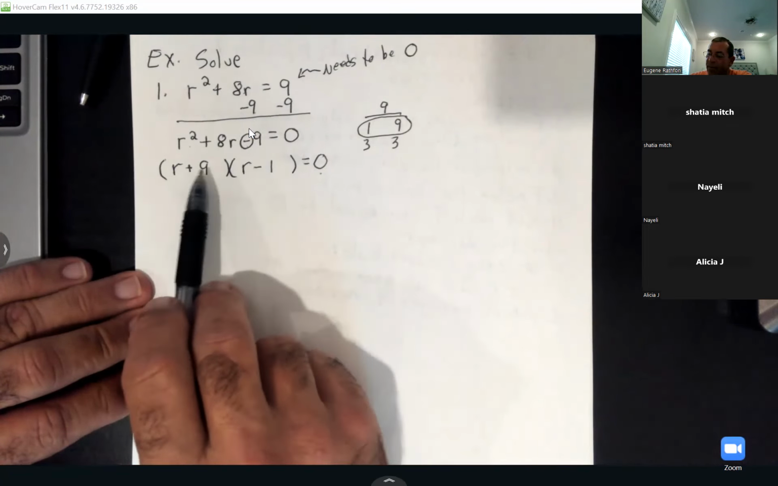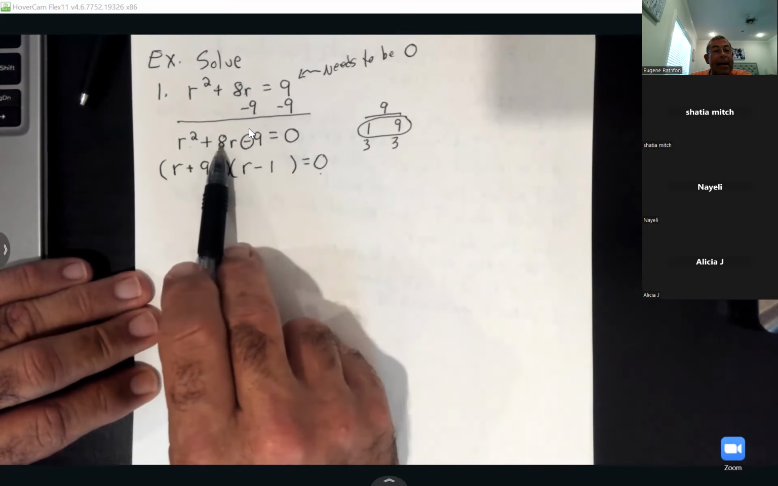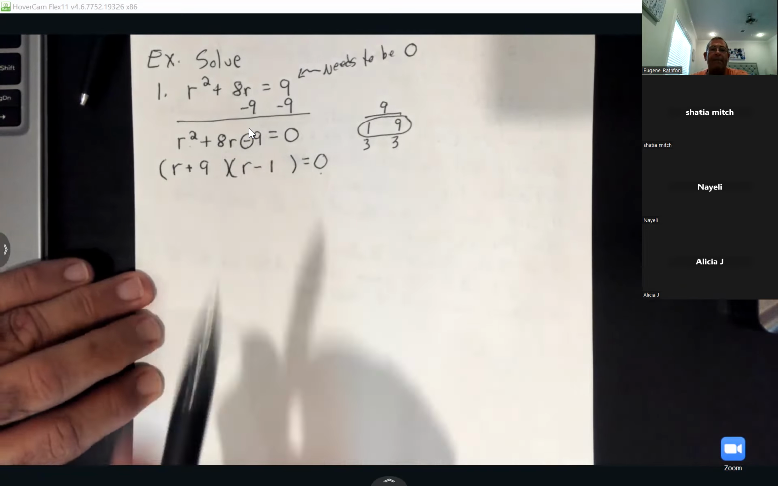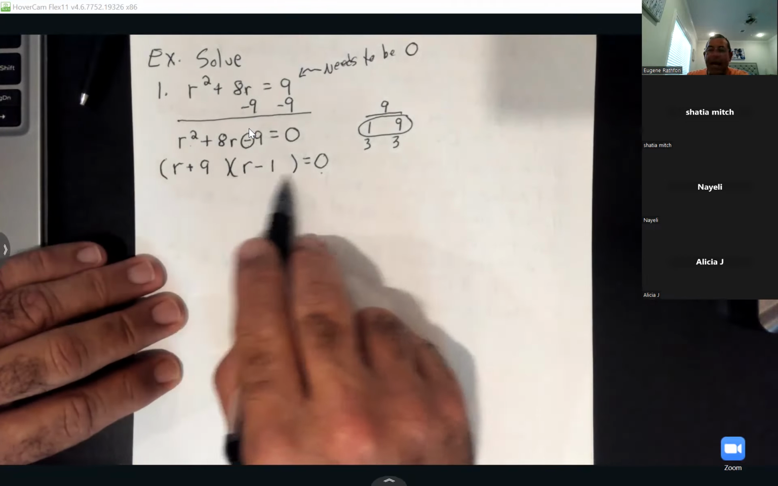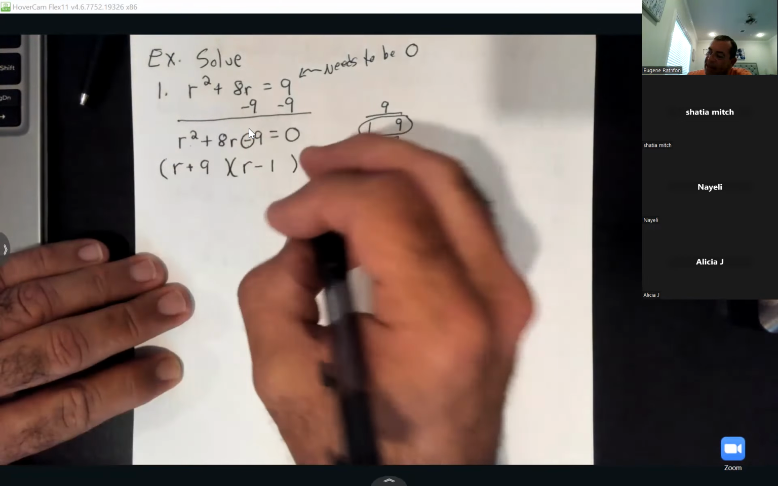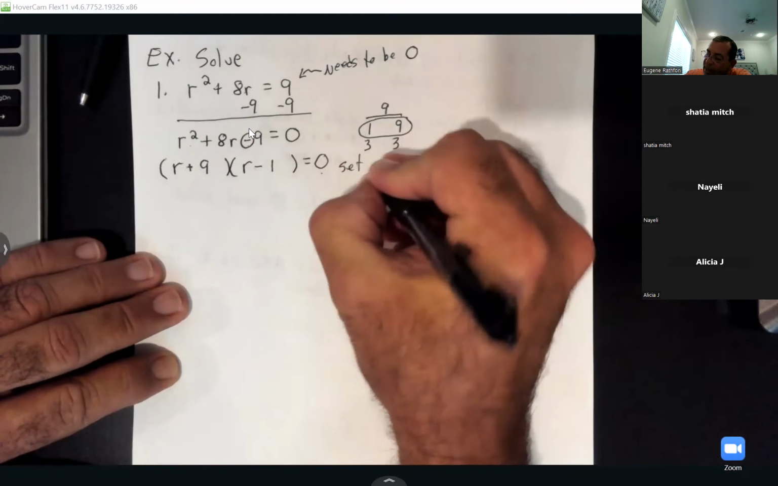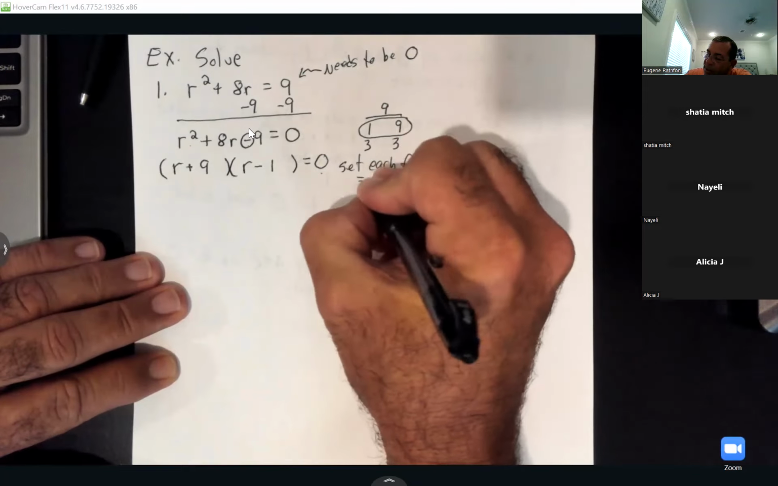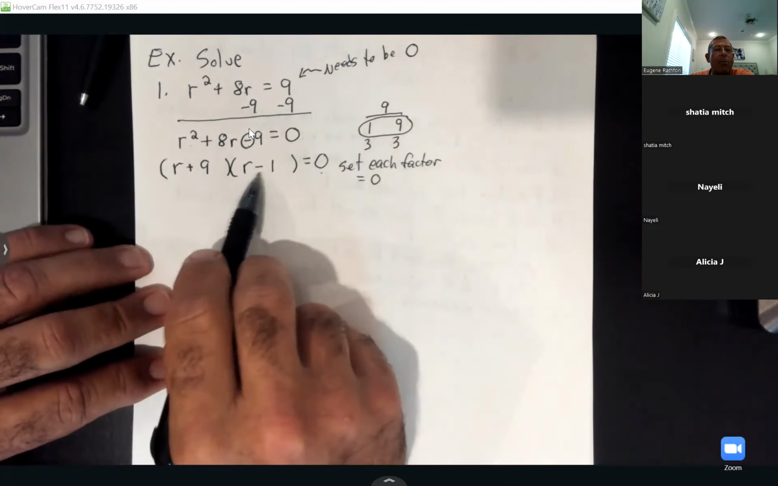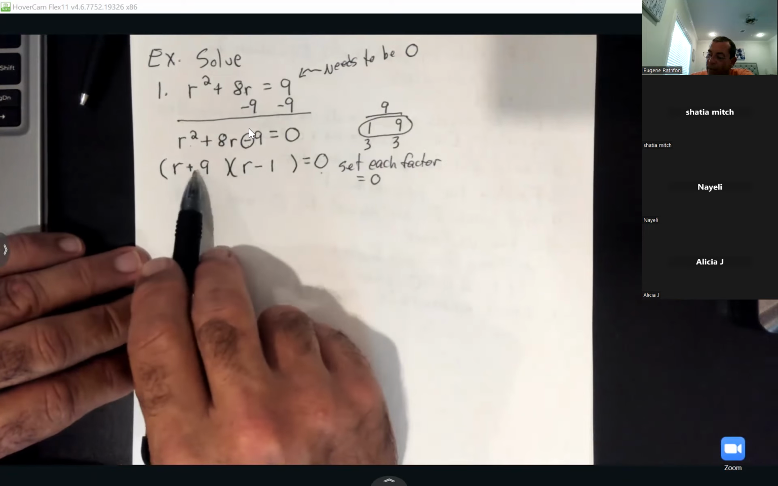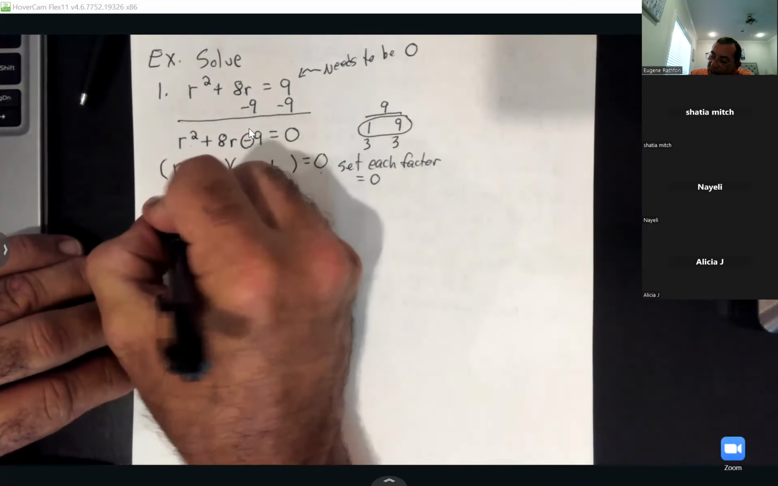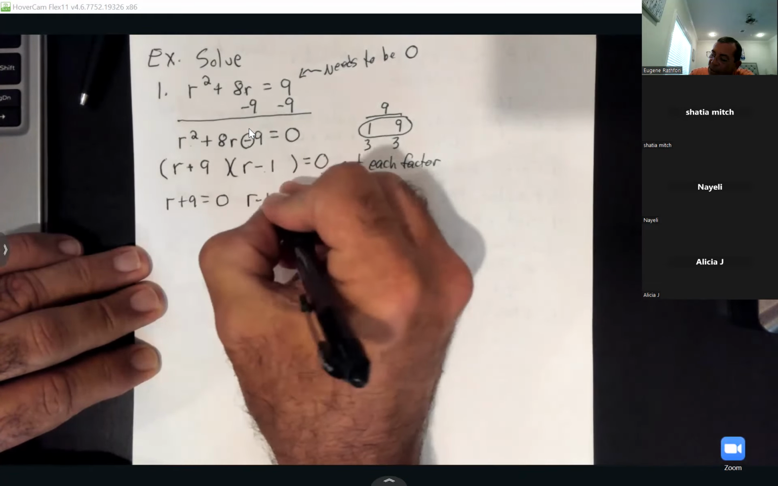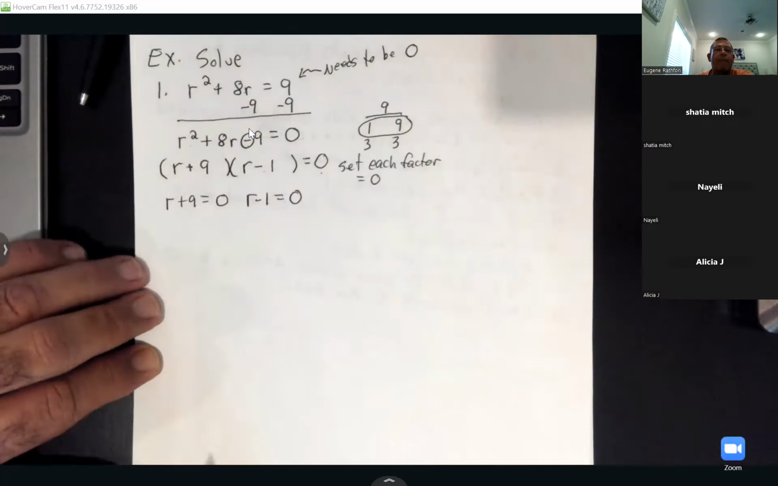Now, if you want to check yourself, 9 and negative 1 give you an 8, and 9 times negative 1 equals negative 9. So we're now factored. So remember, my next thing I'm going to do is set each of these factors equal to 0, because now we're invoking that zero product rule. So I'm going to set the r plus 9 equal to 0. Then I'll come in and set the r minus 1 equal to 0.